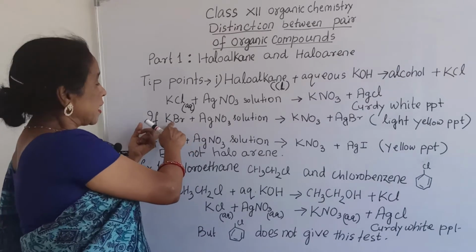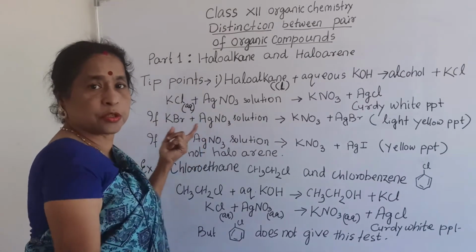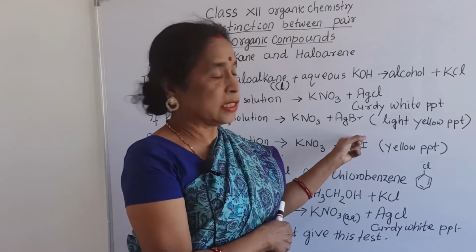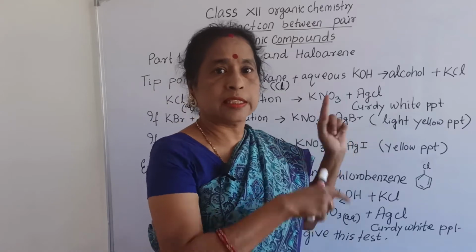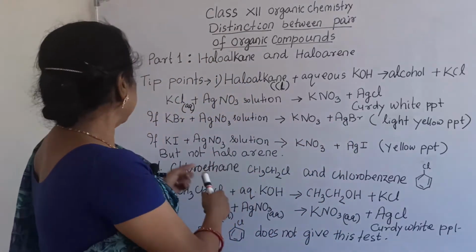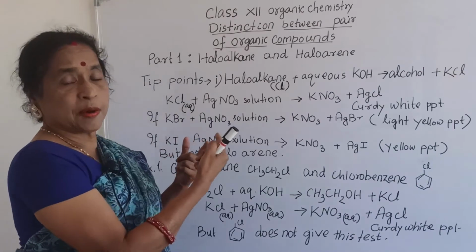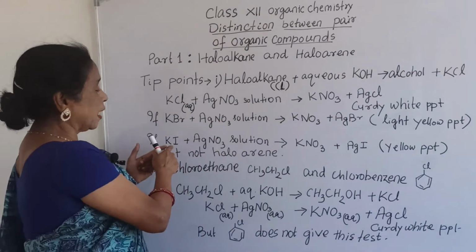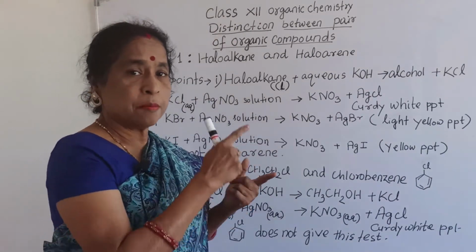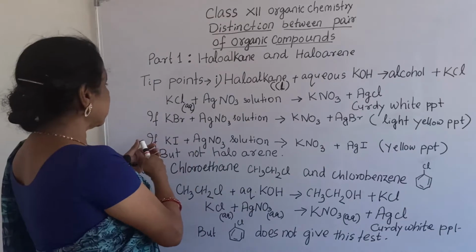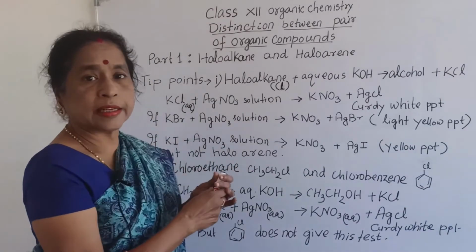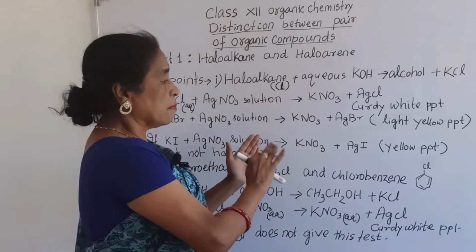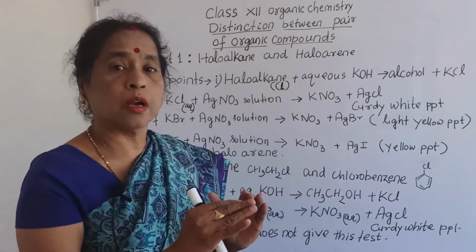KBr is produced. KBr, when treated with silver nitrate solution, gives AgBr. We know from qualitative analysis that AgBr is a light yellow precipitate. Similarly, if your haloalkane contains iodine, the byproduct is KI, potassium iodide. If potassium iodide is treated with silver nitrate solution, it gives KNO3 as a main product, but AgI is a yellow precipitate.